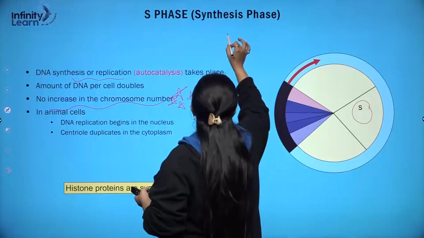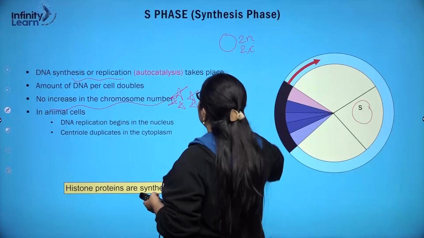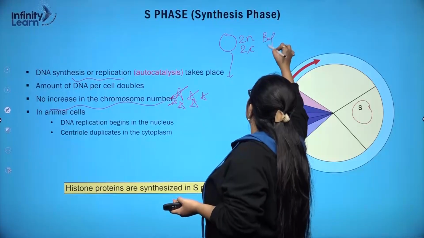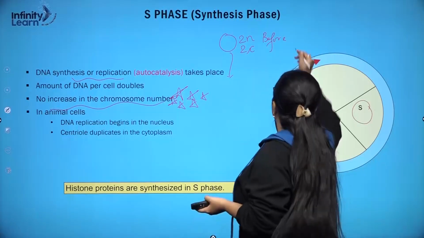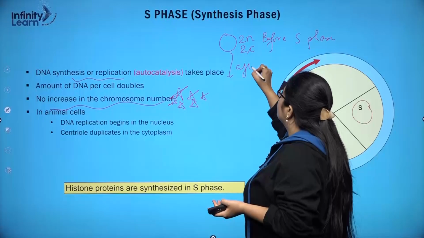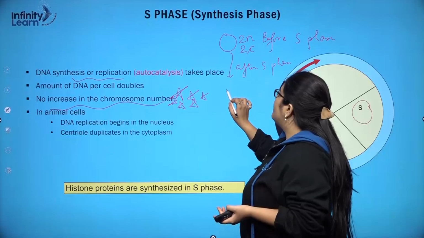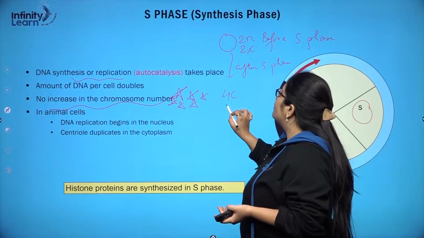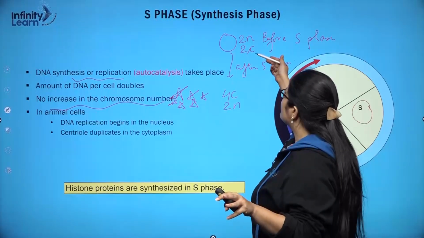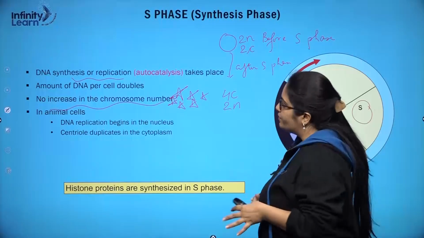For example, if this is your parental cell, it has 2n number of chromosome and 2c amount of DNA, right? Before S phase. So this is the condition before S phase. That means you can say in the G1 also. Now after S phase, guys, the amount of the DNA will become 4c, but the number of chromosomes will remain 2n. तो 2n 2n ही रहेंगे, number of chromosomes same रहेगा, but amount of DNA 2c से 4c हो जाएगा. So amount of DNA doubles, but number of chromosome remains same.